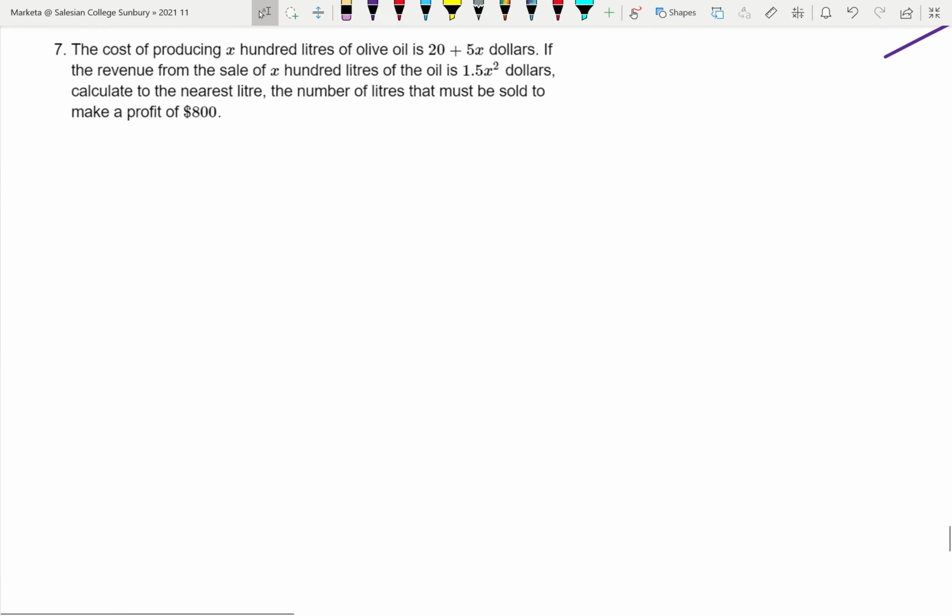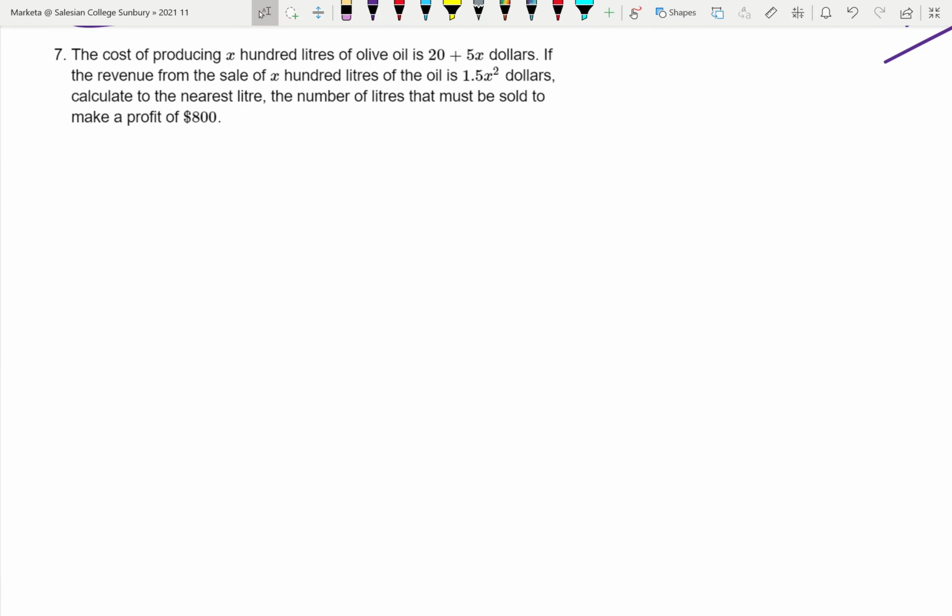Question 7. We're going to do 2 more. So the cost of producing x 100 litres of olive oil is 20 plus 5x dollars. So I'm going to write cost equals 20 plus 5x.